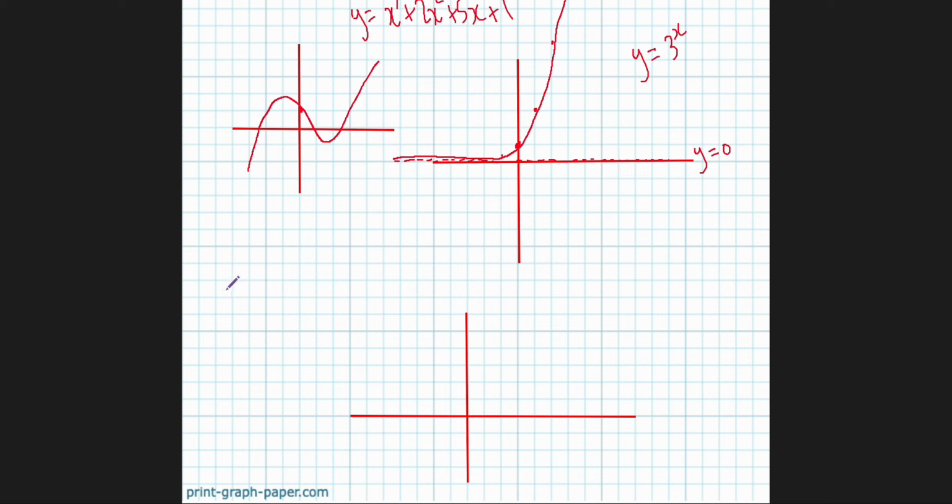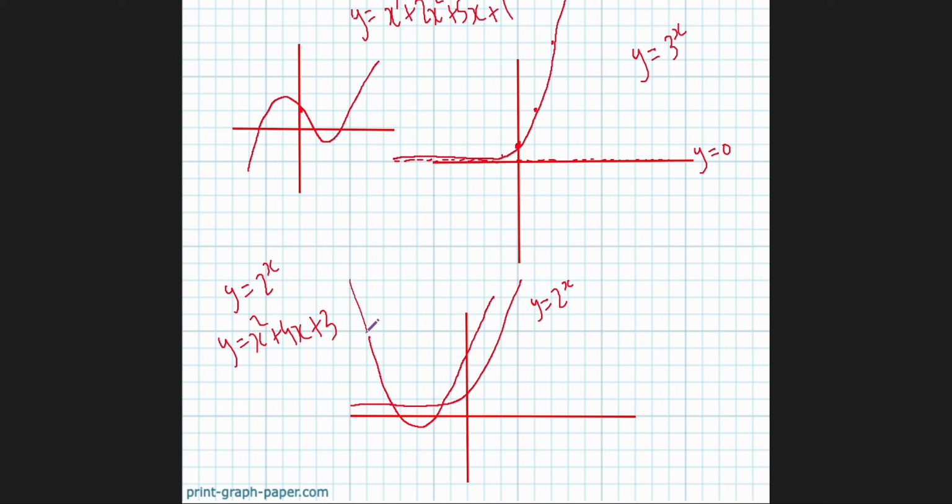Now, how would you solve equations? So let's say you had y is equal to 2 to the power x, and you had y is equal to x squared plus 4x plus 3. Let's say you had two curves, right? So let's say 2 to the power x looks something like this. Say something like that, and then goes up. That's y is equal to 2 to the power x. And then you had y is equal to x squared plus 4x plus 3. Let's say that looks something like this. Something like that.